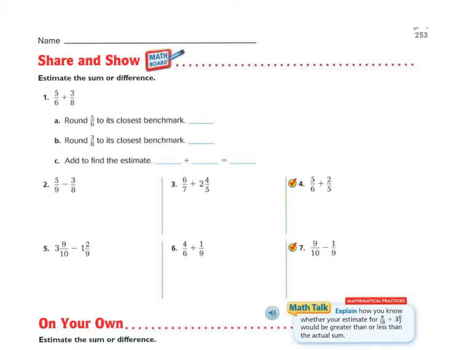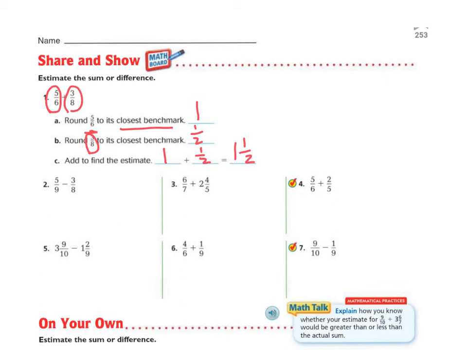All right, let's share and show. So 5/6 plus 3/8. I'm going to round 5/6, and it's closest to the benchmark of 1, right? Because 5 and 6, they're really close together. So I can round that up to 1. 3/8, it's closer to the benchmark of 1/2, because if I were to double 3, it would be 6, and that's really close to 8. So I would say it's closer to the 1/2. So now I'm going to add to find the estimate. So I have 1 plus 1/2, and that equals 1 and 1/2.